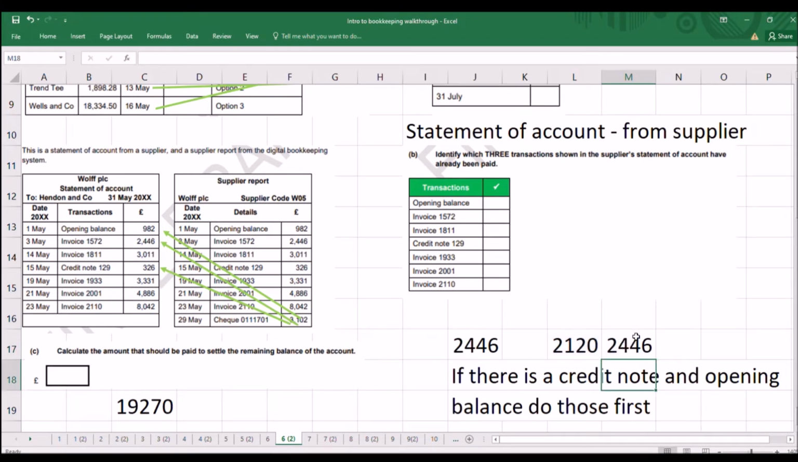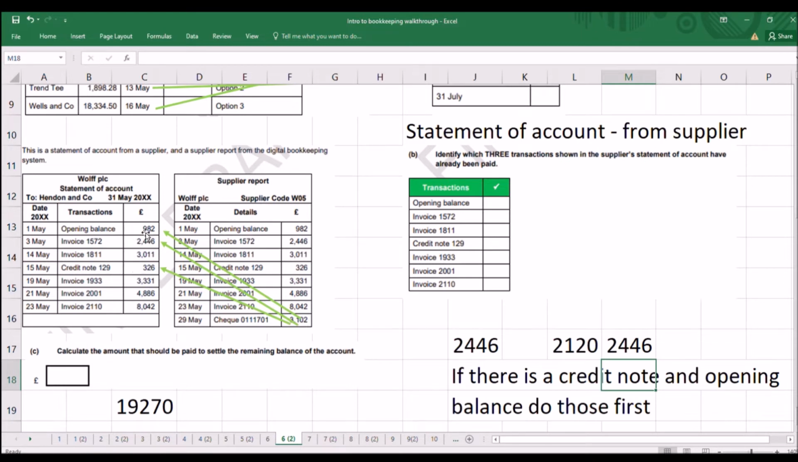Okay. So the reason why I added on the credit note is because the credit note is going to be taken off one of these invoices, and it would be a bit strange to set the question with a credit note in there and not include it in the answer somewhere. So that's how I got to 2416, and 2416 happens to be that one. So it's that one, the opening balance, that invoice, and that credit note.